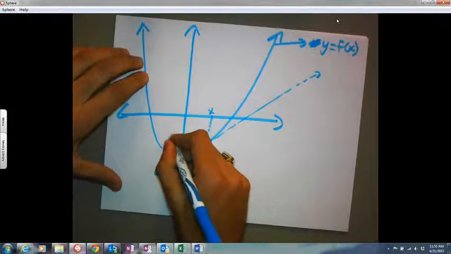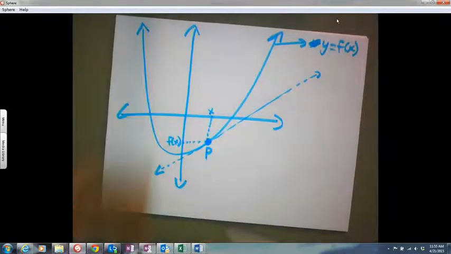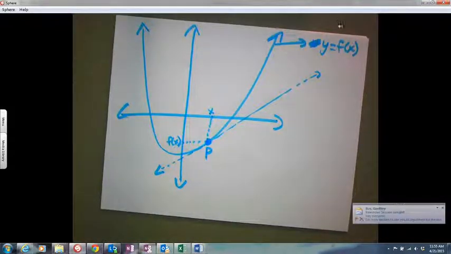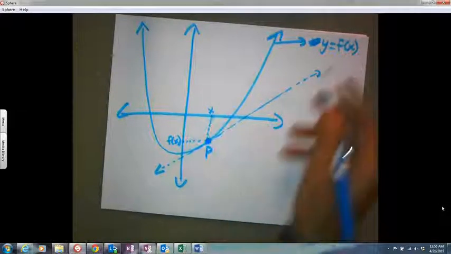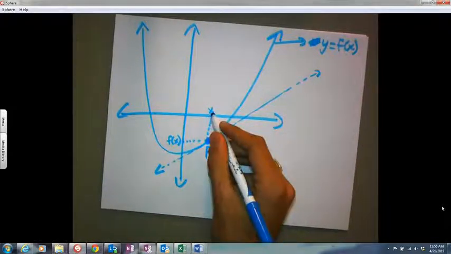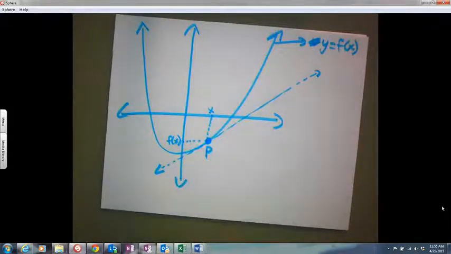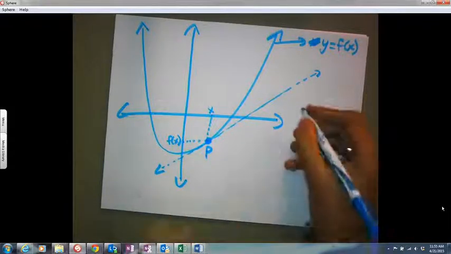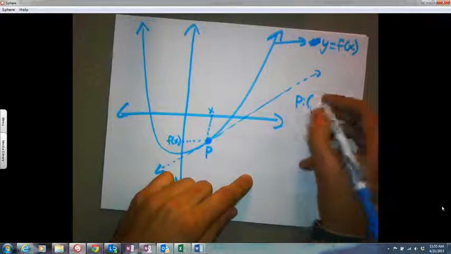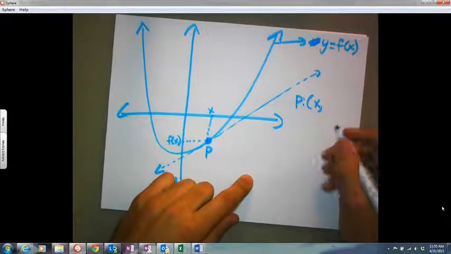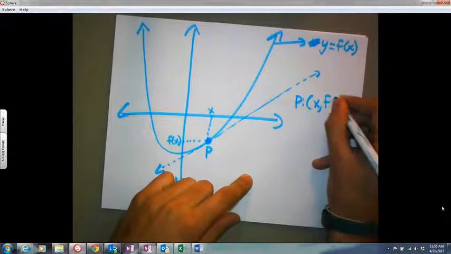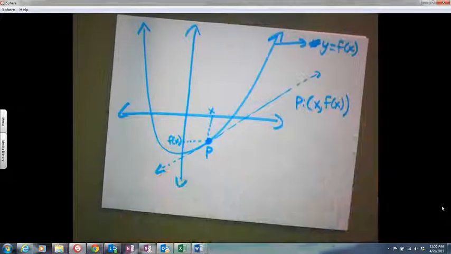In other words, we're going to plug in whatever we get for x into our equation, and we get f of x. So maybe this is 3. We plug in 3. I don't know what we get. Something, like negative 5. Who knows? So point P has the coordinates x, f of x. Could be anything. That's the whole point. It could be any number, right?